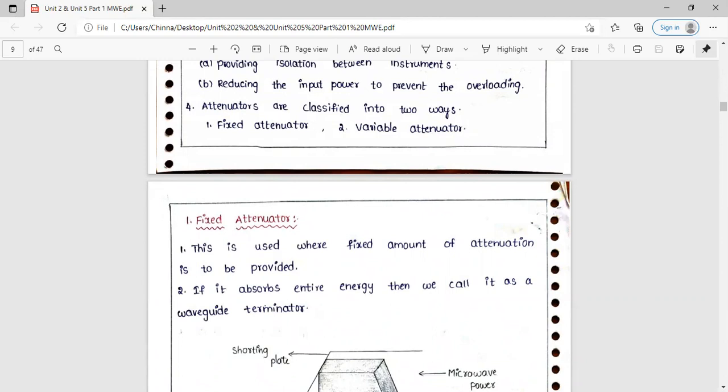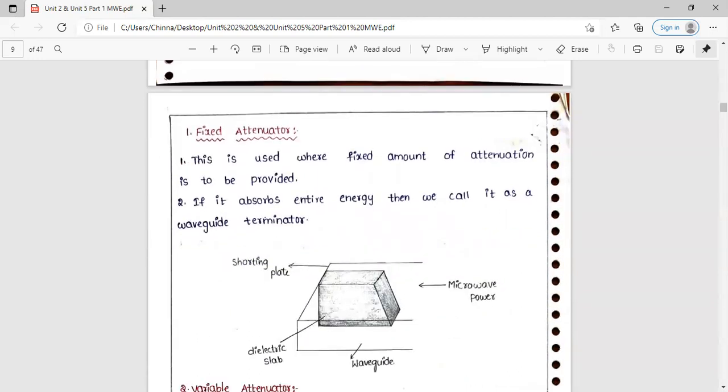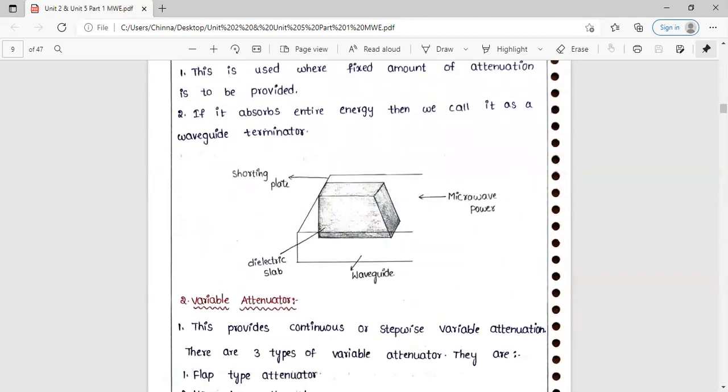Another point: if it absorbs the entire energy, then it acts as a waveguide terminal. When the total signal is absorbed across that particular waveguide, this type of representation is considered a waveguide terminal. Here we can see a shorting plate and a dielectric slab. Microwave power will be forwarded in that particular direction, and then we consider the waveguide.